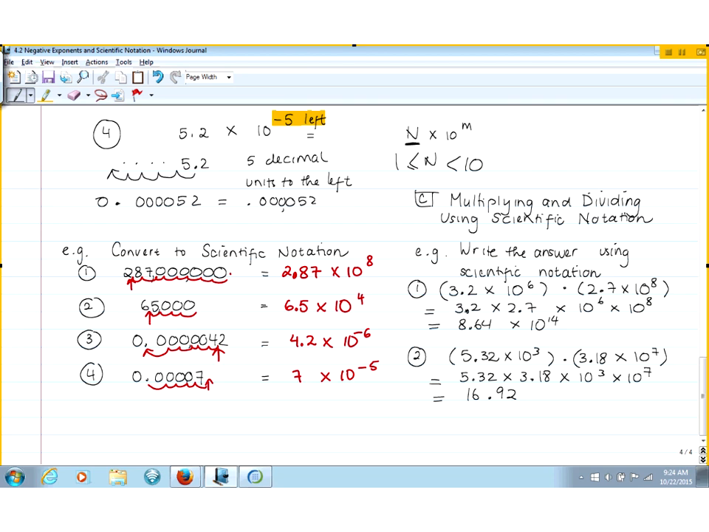Or 16.9176. That's fine also. What about the exponent? 10 to the what? What do we do here with the exponent? We add, so this is 10.